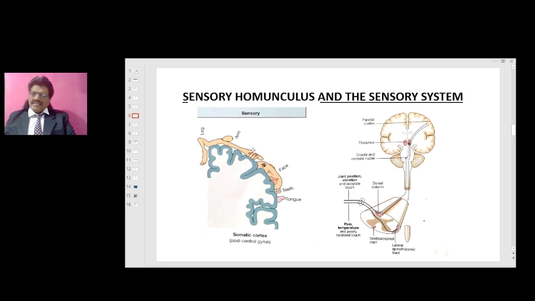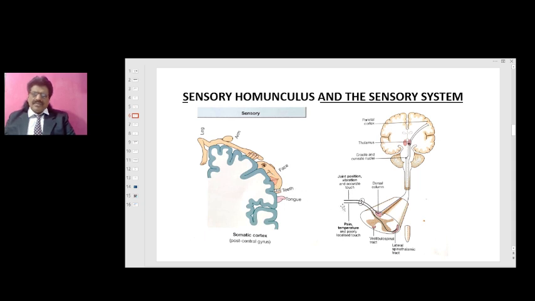So the representation is highest in the fingers. Therefore, when we do 2-point discrimination, where the 2 points are felt separately, it is best in the fingers and the lips, because the representation in the postcentral gyrus of the sensory homunculus is highest for the lips and the fingertips, whereas on the back it is very little. So this is the sensory homunculus: leg, arm, fingers, face, teeth and tongue.